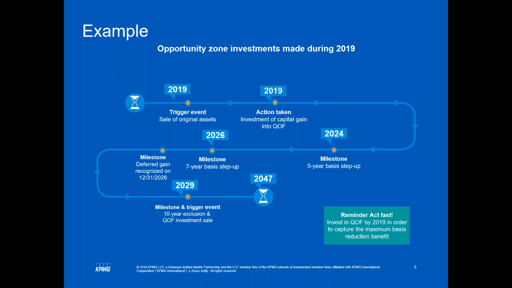But you still get the deferral till 2026. Right. The key is that new investments into a qualified opportunity zone fund can occur all the way to 2026, and you'll only get the exclusion benefit after 2021. Okay, so just moving on to the next slide.